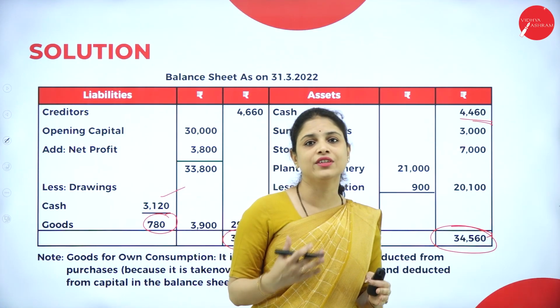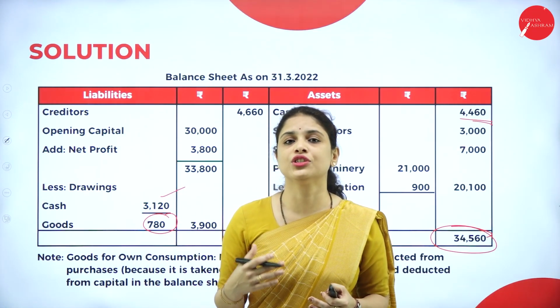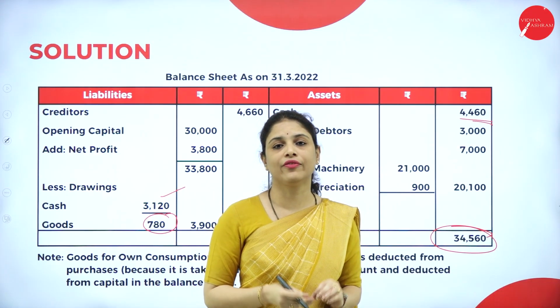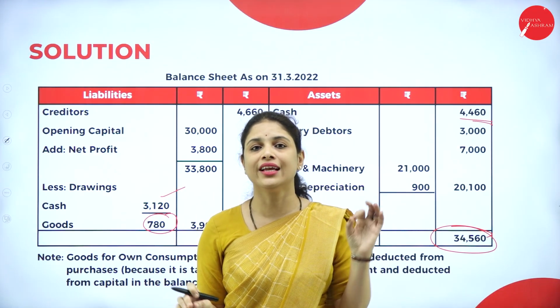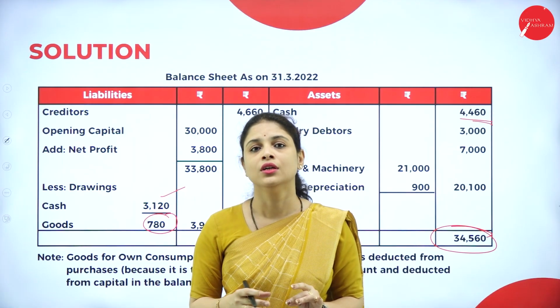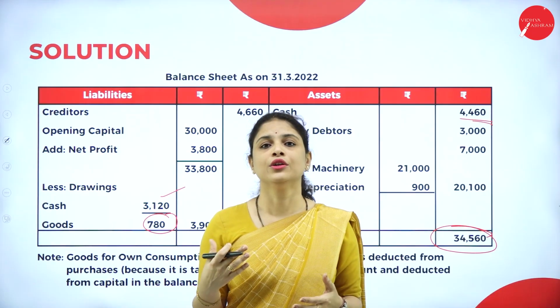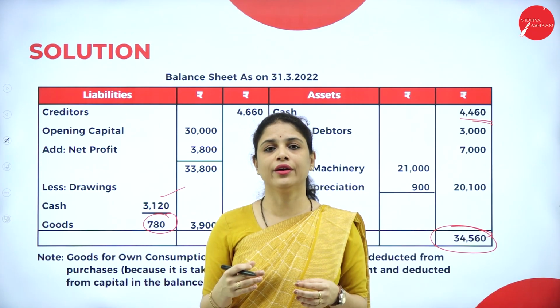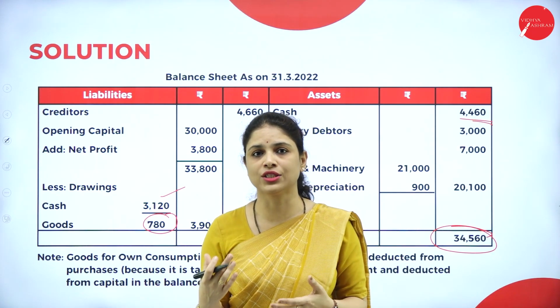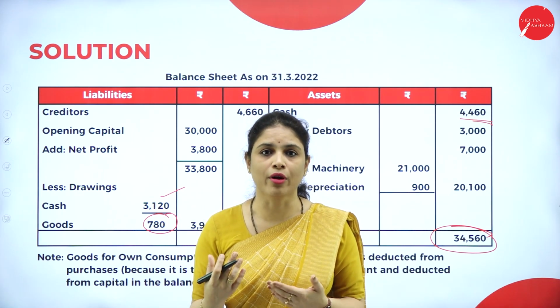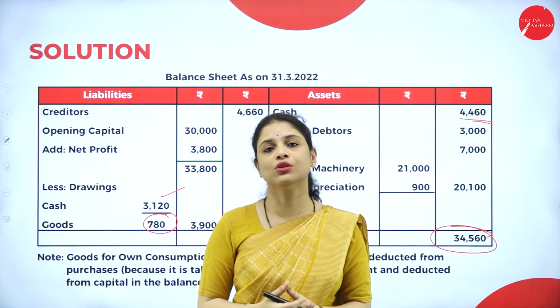So in the conversion of single entry into double entry, what all accounts do we have to prepare? Statement of affairs to find out the capital. Next, total debtors account to find out the credit sales. After that, total creditors account to find out the total purchases. After that, we have to calculate the trading and profit and loss account and also the balance sheet.